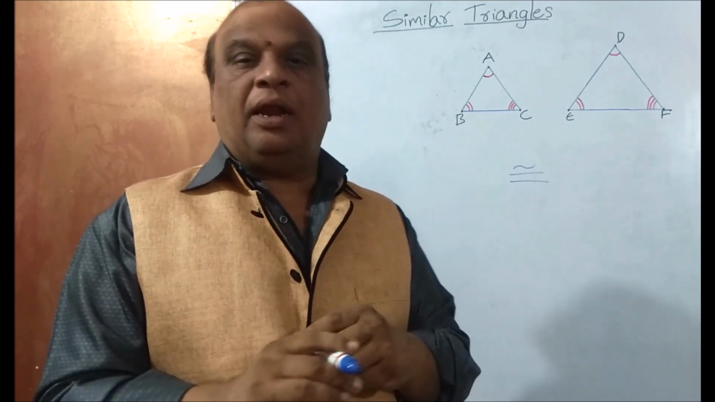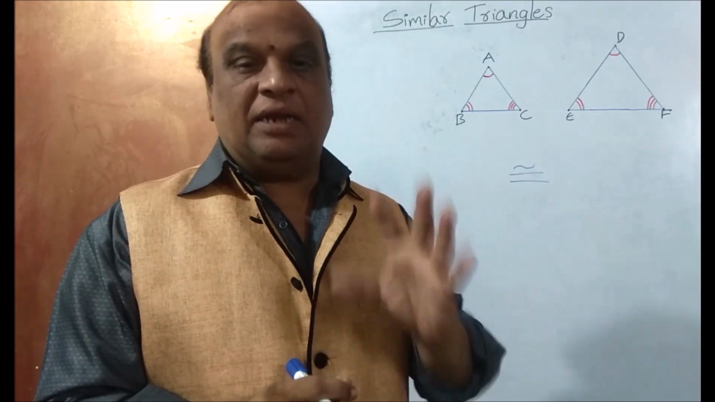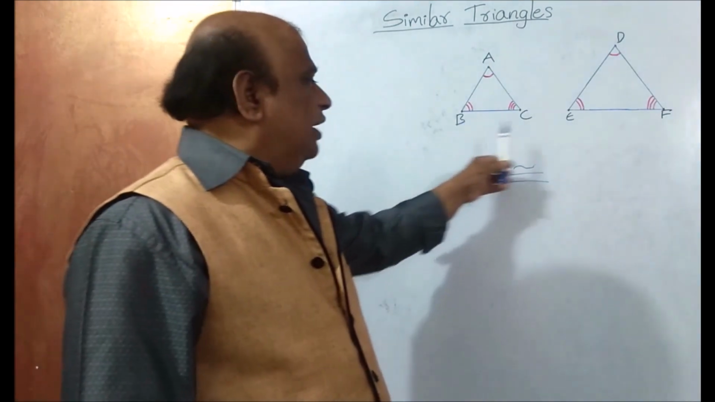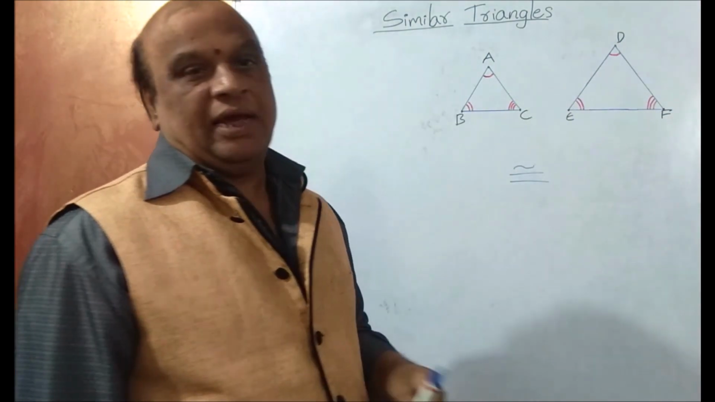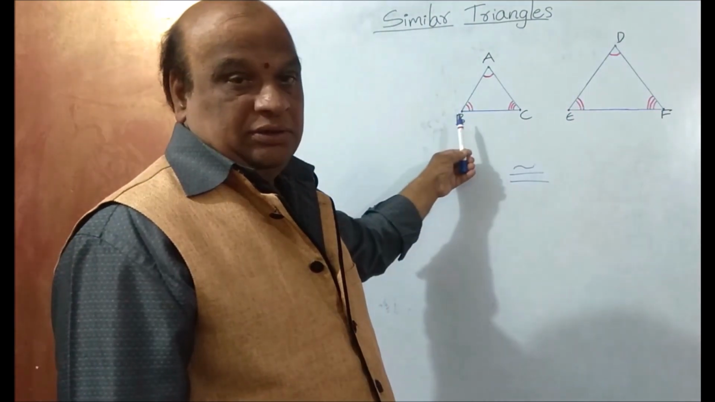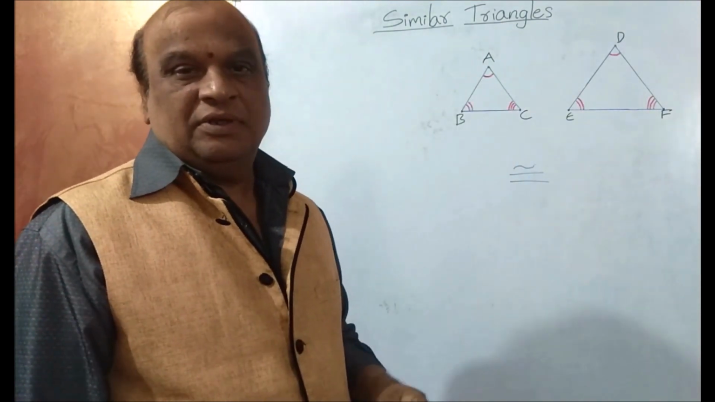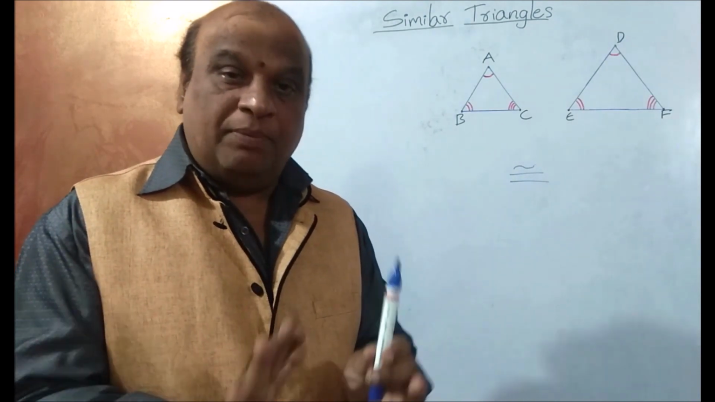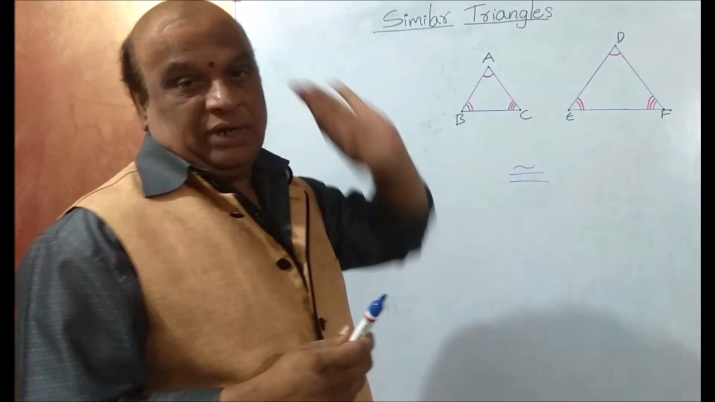Now, particularly we discuss similar triangles. What are similar triangles? If you observe these 2 figures, ABC is a triangle and DEF is a triangle. These 2 triangles have the same shape but not the same size. So if two triangles have the same shape but not the same size, they are called similar triangles.